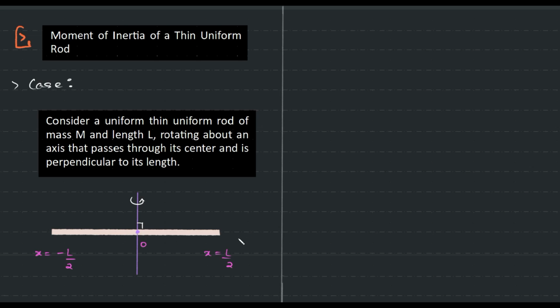If this entire length is L, this is at the center. So half the way will be L by 2 and the other half will be minus L by 2, as per the coordinate. So this too, the funda is the same. We are making use of I is equal to integral of r square dm. Now to integrate this, what do we have to do? We have to get an expression for r, get an expression for dm, and you're done.